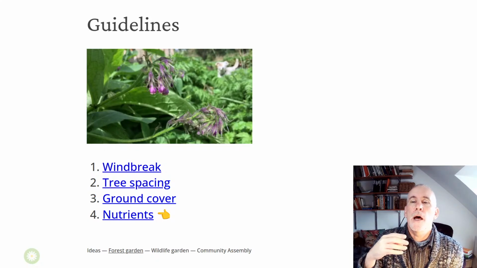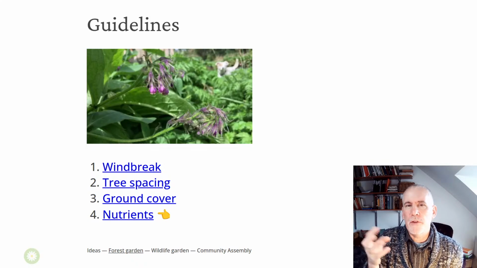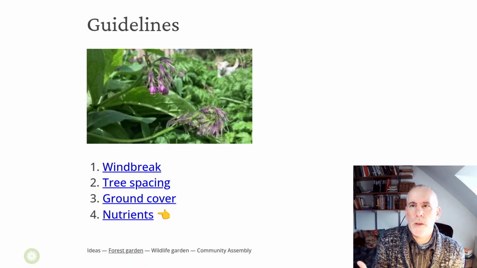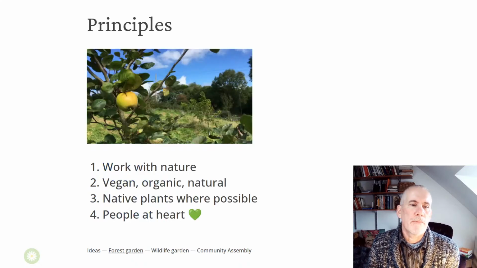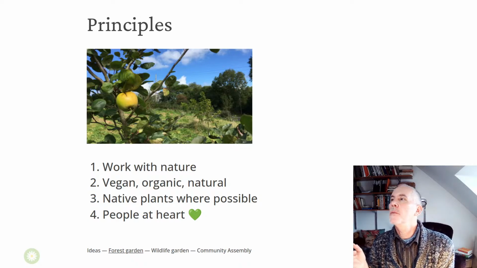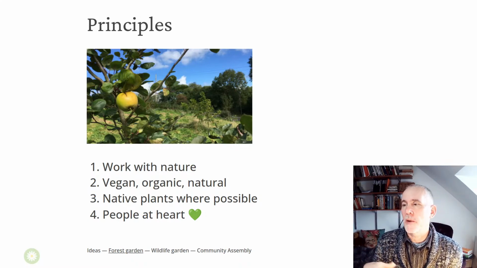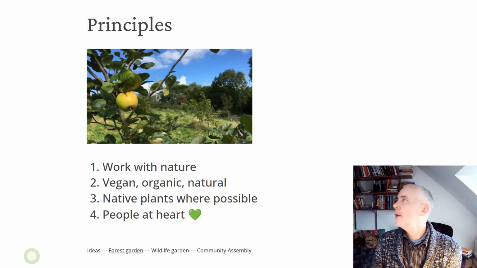So it's worth having them as multiple crops. If you're going to have comfrey, get the edible one, and you can eat it as well. So the principles behind forest gardening is really working with nature. One of the businesses I have is called Nature Works, because it's working with nature, and it's the title of this book.